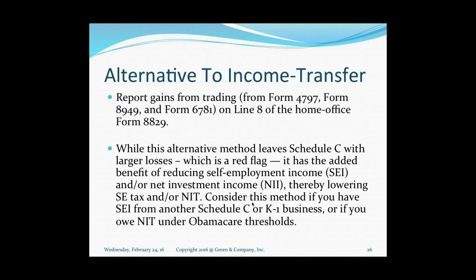Now, there's an alternative to the income transfer. You could actually report the gains directly on the home office form, so the IRS knows how to tie those two schedules together. And then you're going to have that Schedule C loss, which is the red flag, but that might do you some good, because if your spouse has self-employment income and owes self-employment tax, or you have other self-employment income, this can zero it out. You can use those expenses as a SEI reduction. And it can also reduce your Obamacare net investment income tax.